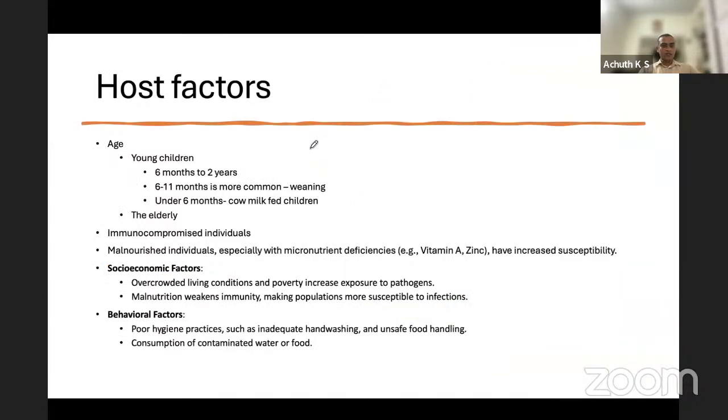Host factors, we have already seen this. And other factors of the hosts are socioeconomic factors, living in overcrowded conditions, poverty, malnutrition, poor hygiene practices such as inadequate hand washing or unsafe food handling, consumption of contaminated water or food.